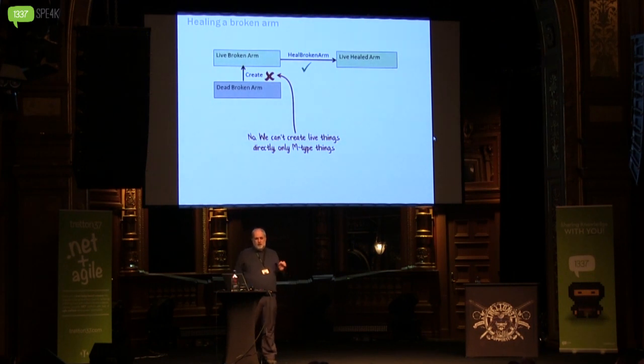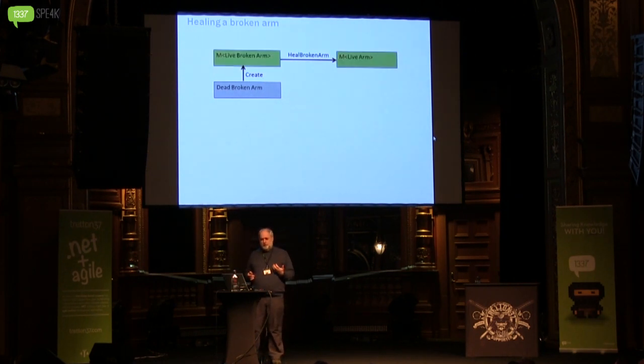Well, the problem with that is that I can't create a live thing directly. I can create an M of a live thing. I can take the potential live thing or a promise of a live thing, but I can't actually create the live thing yet. So that doesn't work. So what I can do is create an M of a live thing. But I now need to turn an M of the broken thing into an M of the healed thing. And I can't. That heal function only works on normal things, it doesn't work on M things.